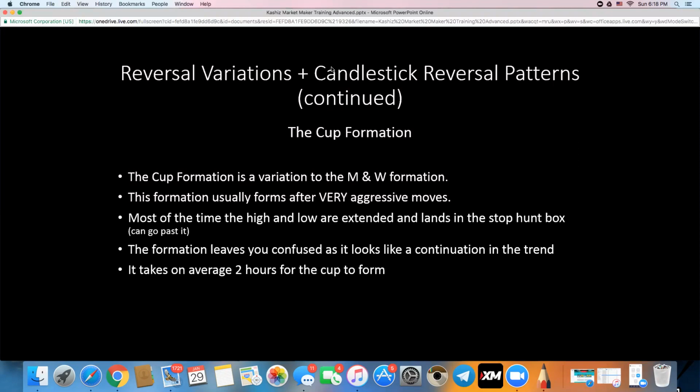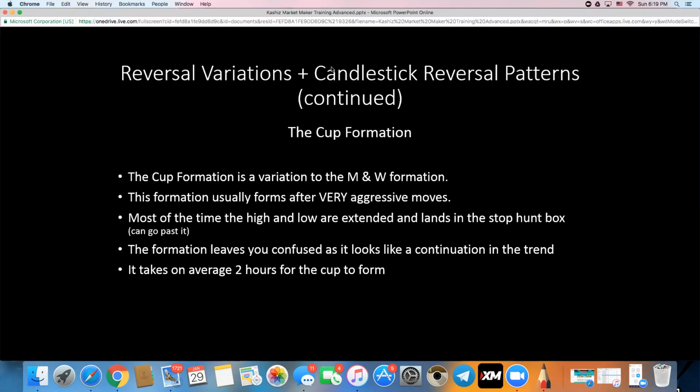The cup formation is a variation to the M and W, okay? This formation usually forms after very aggressive moves. Very aggressive moves. I'll show you some examples, all right? Most of the time, the high and low are extended and land in the stop hunt box. And of course, it can go past it, okay? There's variations to that, of course, all right?